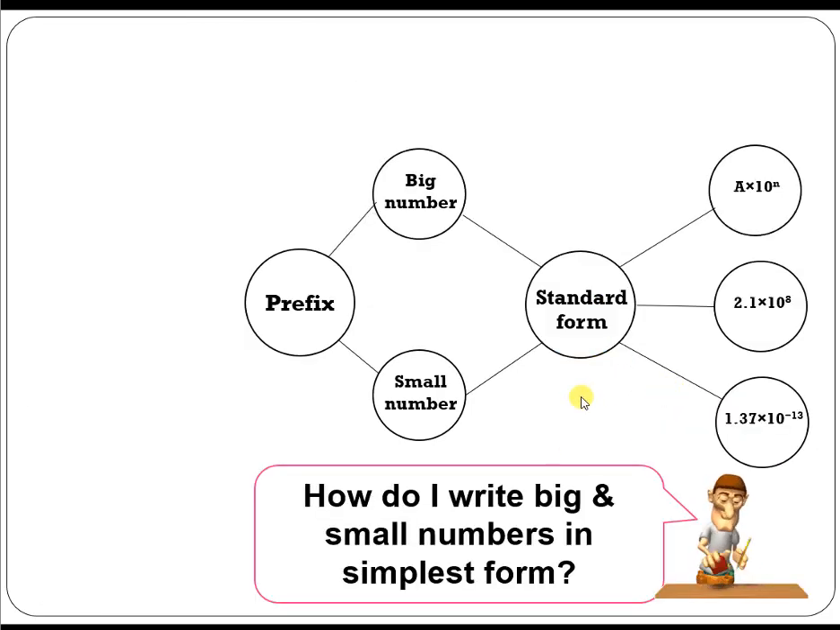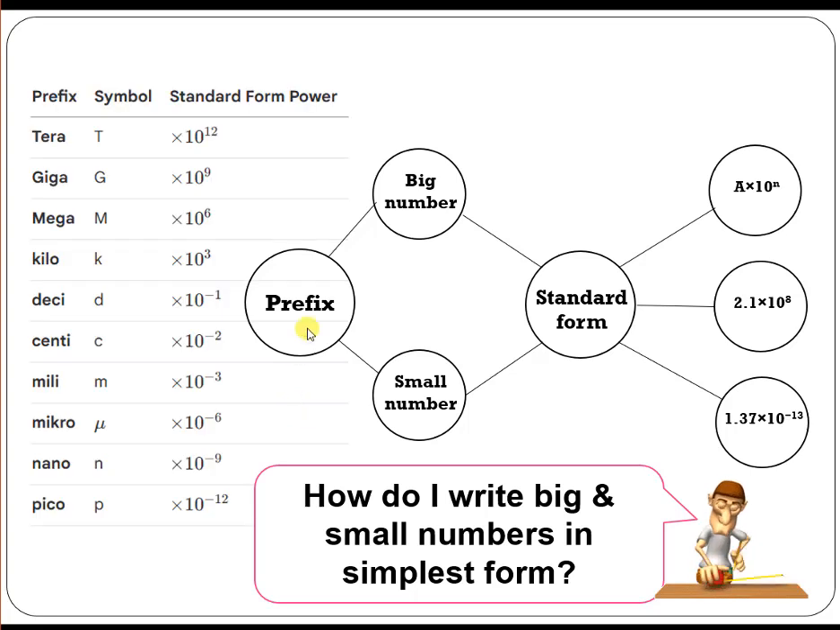In physics, we often deal with very large and very small numbers. To make these numbers easier to write, we use scientific notation or standard form. The general form is a times 10 to the power of n. For a very large number, we can write it using a positive power, and for a very small number, we can write it using a negative power of 10. We also use prefixes to represent powers of 10.